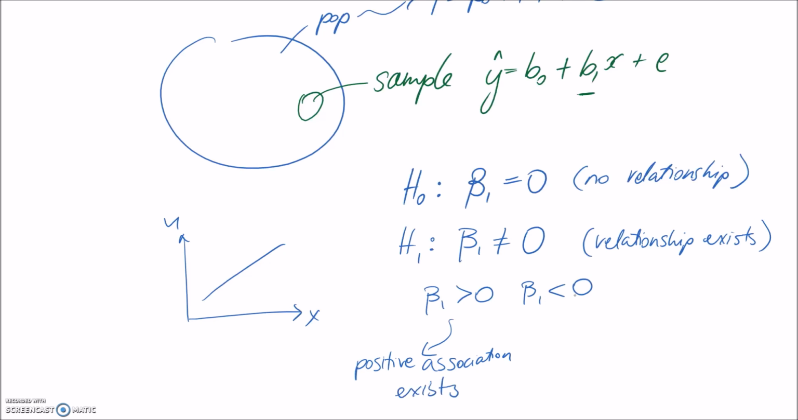And the opposite case here is when b1 is less than 0, that means it's a negative number. So in that case, it would drift downwards in terms of the relationship between the two variables. So that would be that a negative association exists. So they're your three options for the alternate hypothesis. Depending on the situation, you'll pick which one is appropriate.